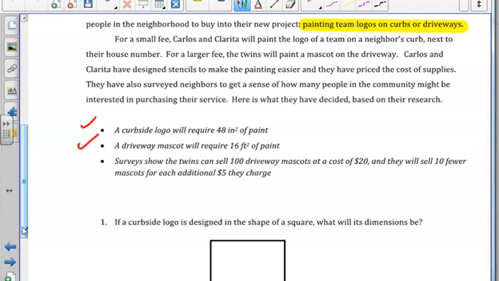Surveys show that the twins can sell 100 driveway mascots at a cost of $20, and they will sell 10 fewer mascots for each additional $5 they charge. This information will be important as we progress through the lesson.